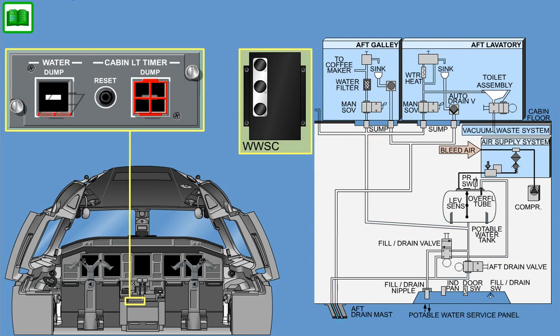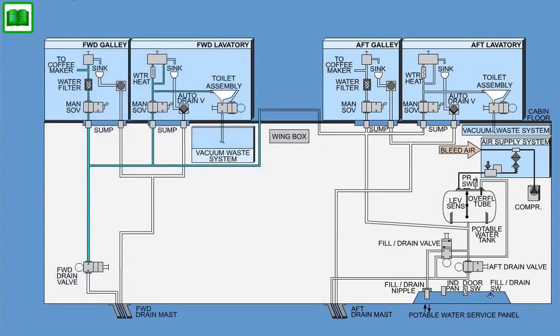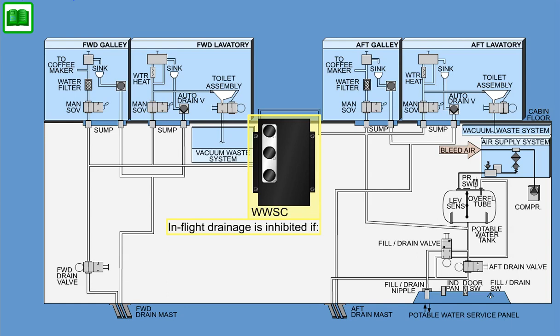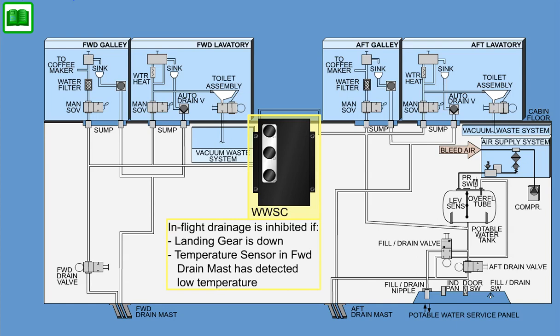The compressor is deactivated by the WWSC, and the forward drain valve is opened automatically 3 minutes after water quantity inside the water tank is measured as 0%. This completes the in-flight drain process. The in-flight drainage is inhibited via WWSC software in case the landing gear is down or the temperature sensor in the forward drain mast has detected low temperature. The forward and aft drain valves are then commanded to close.